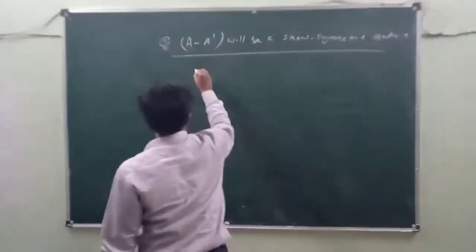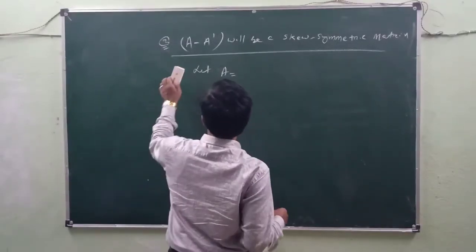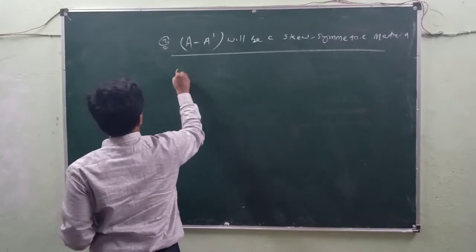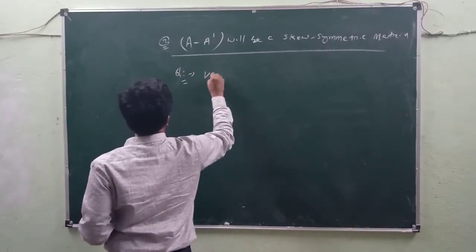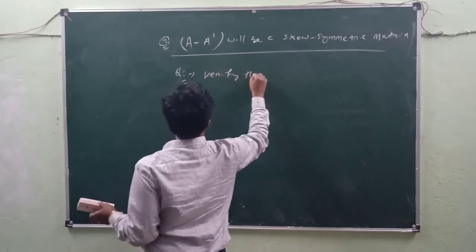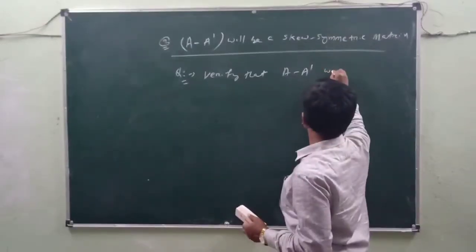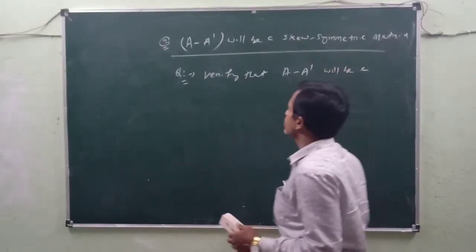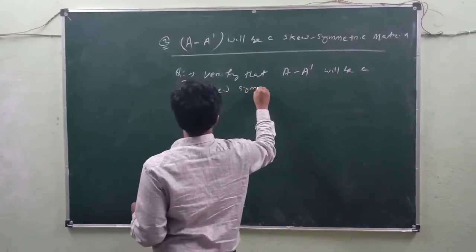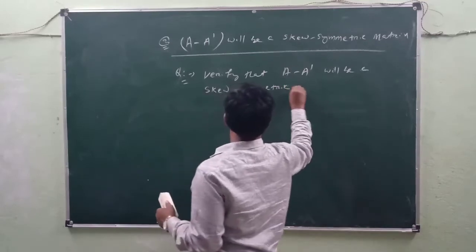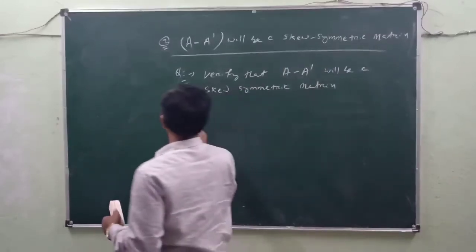Let A equal to, okay, suppose I write a question: verify that A minus A transpose will be a skew symmetric matrix. How do you verify in your solution?